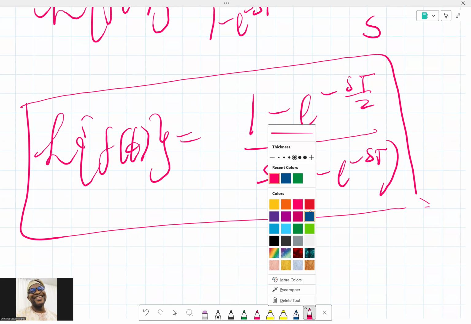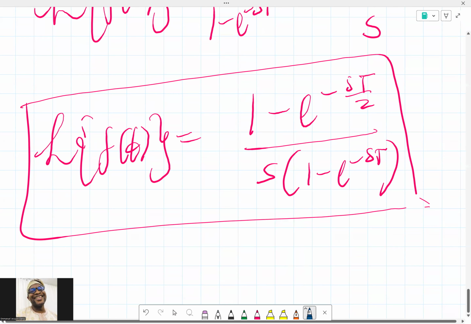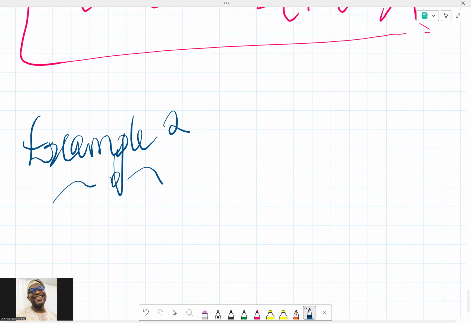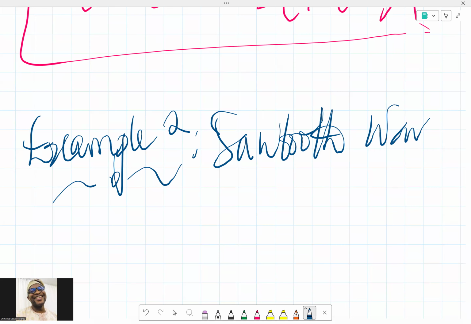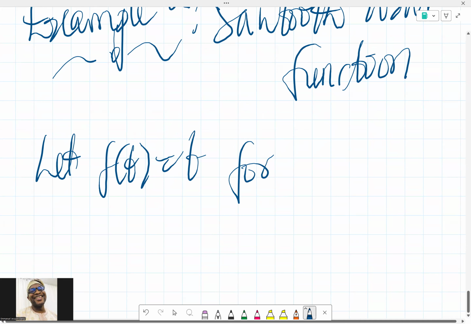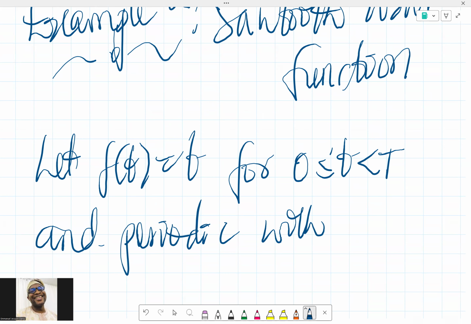Okay, so this comes and then we move on to say this now. So example 2. For example 2, we have what we call the sawtooth wave function. So in this case, we say let f of t be equal to t for 0 less than or equal to t less than big T, and periodic with period as usual big T.